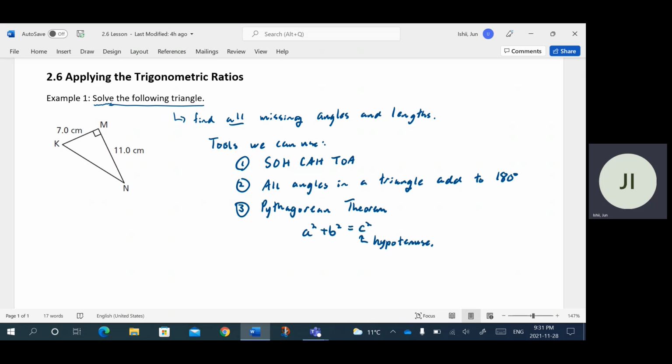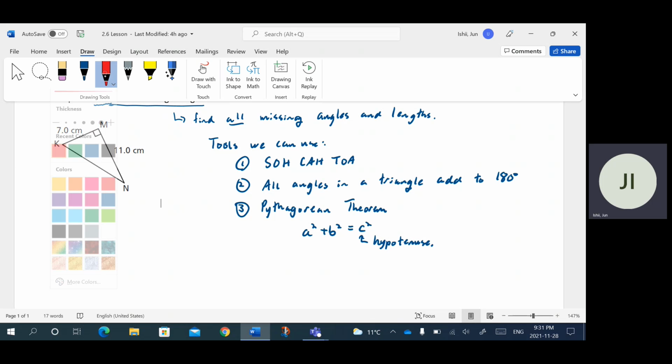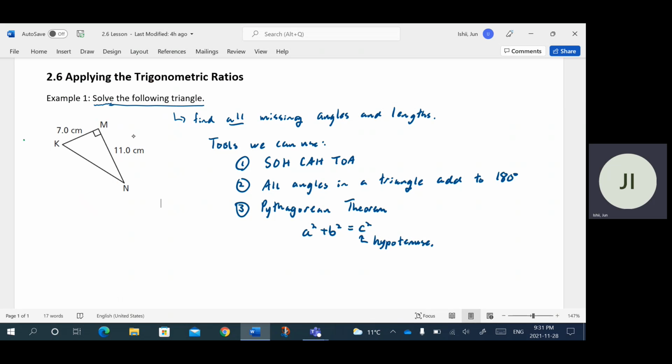Let's start off with this triangle. Just like we always do, I'm going to label our sides. The side across from the 90 degrees is my hypotenuse, and that's the only side I can label right now. We have options for where to start. I'm going to start with finding angle K. If angle K is what I'm looking for, that makes the 11 centimeters my opposite side and the 7 centimeters my adjacent side.